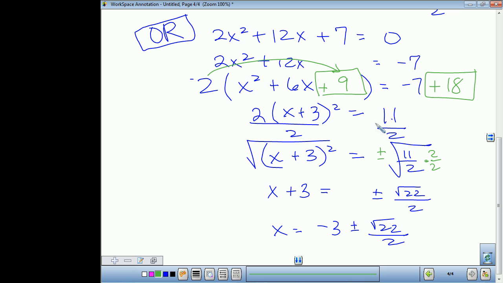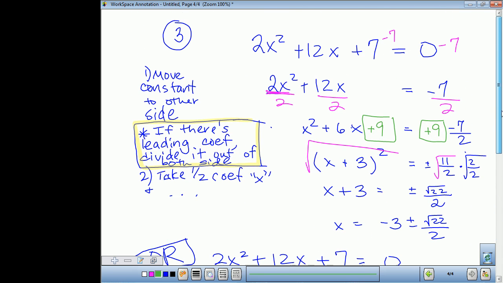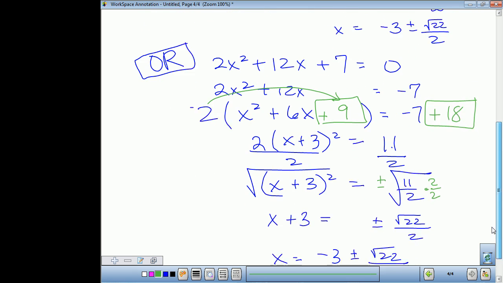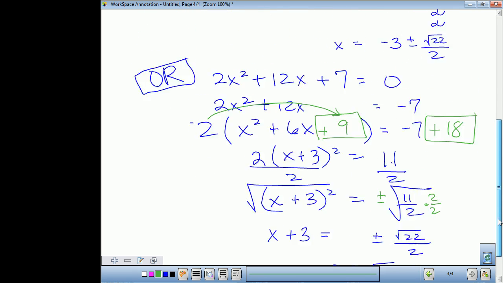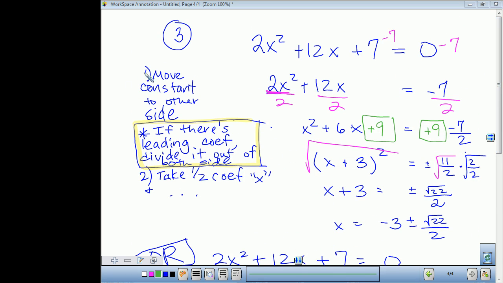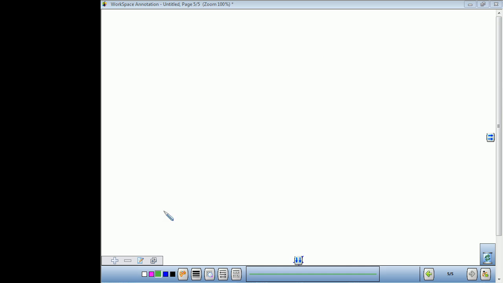So you can do it either way. They're both totally acceptable. If you like this way better, do it. I've just noticed over the last 19 years that my students get this way correct more often. But if you're more comfortable with this, then do it that way. All right. Next one.